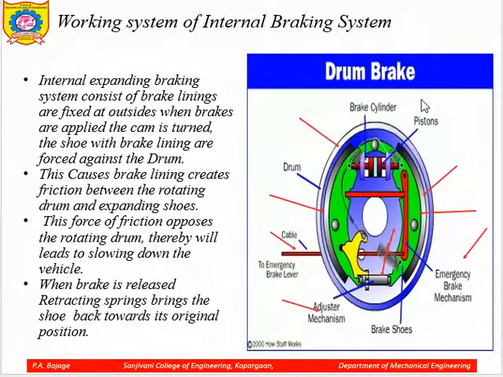Now, you can see this is the piston cylinder arrangement, which, when the pistons are pushed apart by oil or air, makes these shoes come in contact with this drum and expand internally in the drum, and so it is called the internal braking system. So, this is all about the internal braking system.